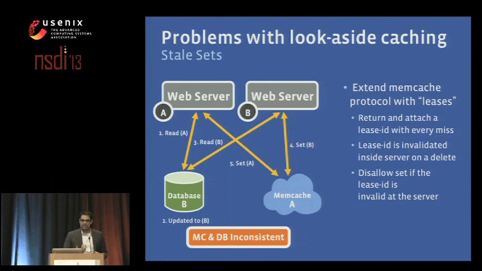With every miss in the cache, we attach a lease, a 64-bit lease ID. And the lease ID is invalidated at the server after a delete. So on a set path, we look at the lease ID and check, has the value changed? If not, then allow the set. Otherwise, we throw the set away. This is very similar to how load-link conditional store operates for those of you who are familiar with processor architectures.